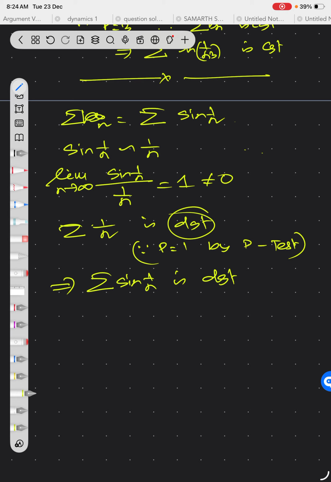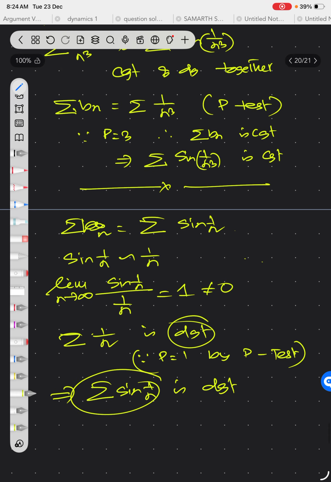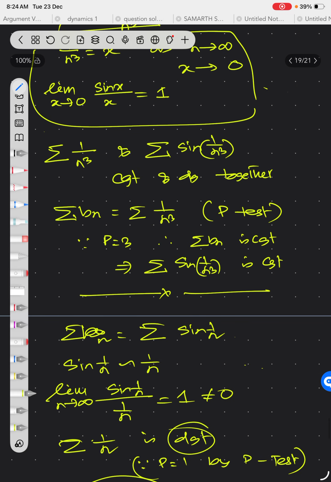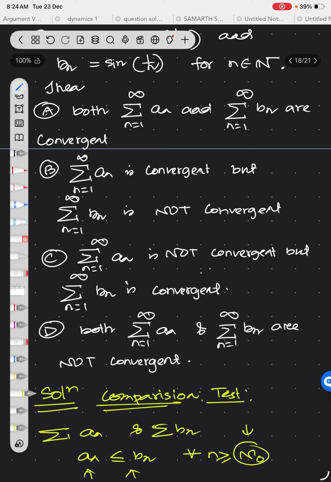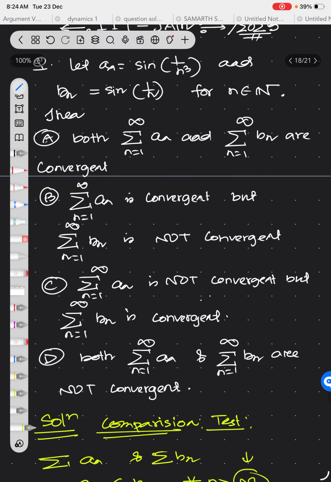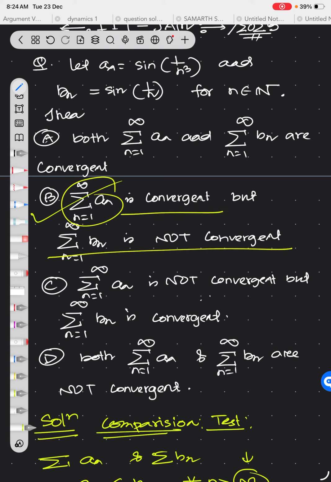So we are getting that this series b_n is divergent, and the series a_n is convergent. So what will be the correct option in this case? Option B is the correct one. The summation of a_n, that means the first series, is convergent and the second series is not convergent.